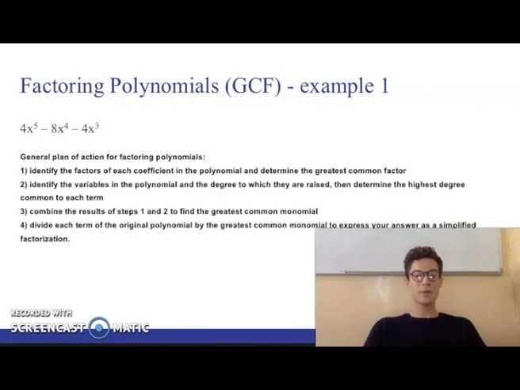Let's create a general plan of action for factoring polynomials. Number 1, identify the factors of each coefficient in the polynomial and determine the greatest common factor. Number 2, identify the variables in the polynomial and the degree to which they are raised. Then determine the highest degree common to each term. Number 3, combine the results of steps 1 and 2 and find the greatest common monomial.